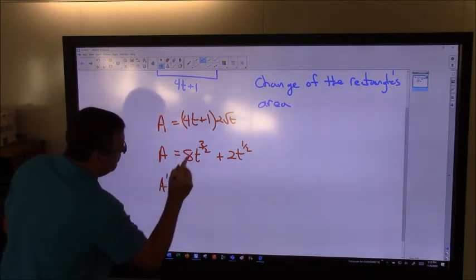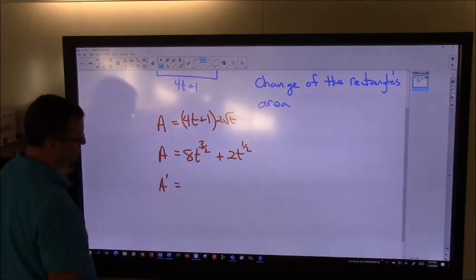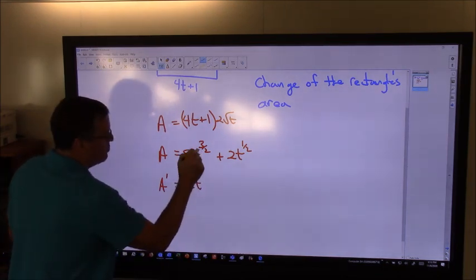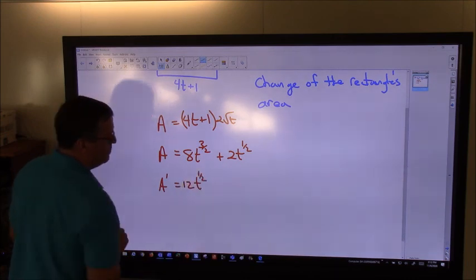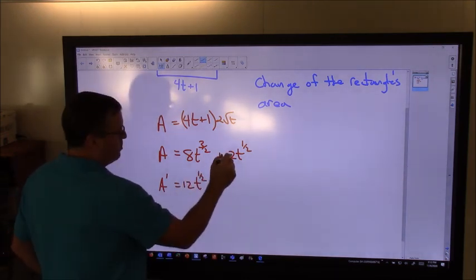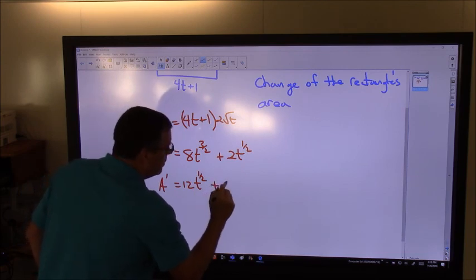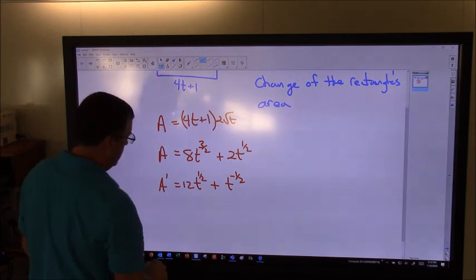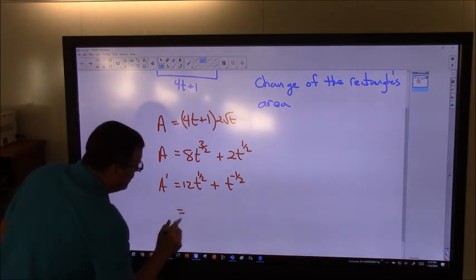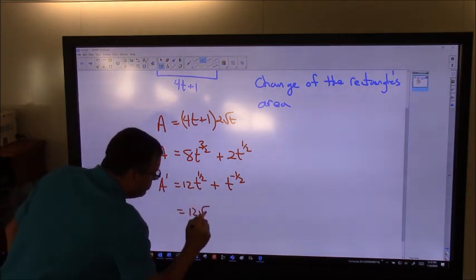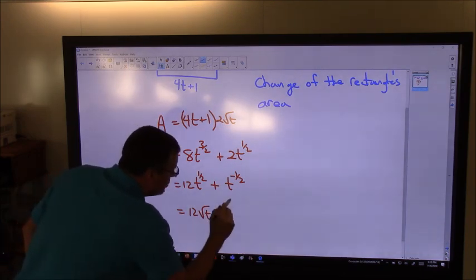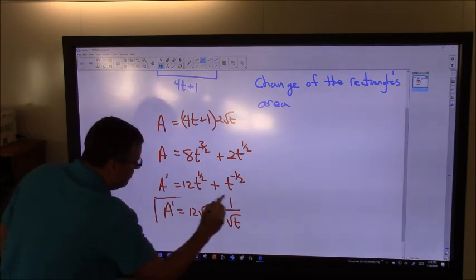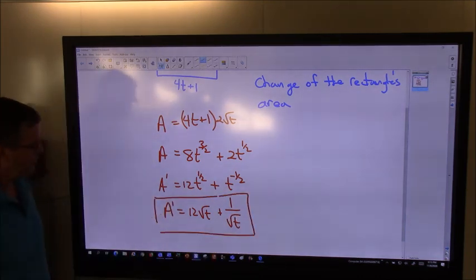So that's going to be, if I bring this down and multiply, I'm going to get 24/2, which is 12. t to the, subtract 1 from the exponent. Bring this 1/2 down and multiply, you get 1. Times t, subtract 1 from the exponent, you get a -1/2. And so my derivative is going to be 12 root t plus 1 over the square root of t. There's my rate of change.